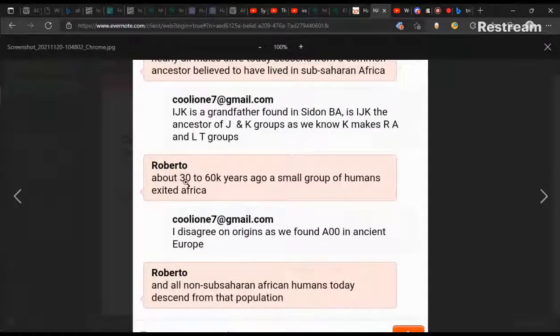It says about 30 to 60,000 years ago. That's using your out of Africa scale. Look at the fossils rather, you'll get a more pinpoint number. About 30 to 60,000 years ago, a small group of humans exited Africa. Just saying that they're a small group that's related. It says, I disagree on the origin as we found A00 in ancient Europe.